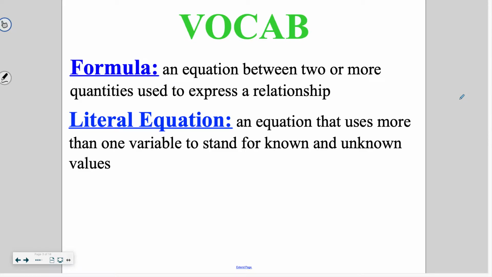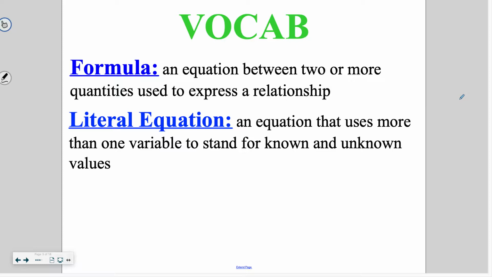A formula is an equation that relates two or more quantities in a specific expression or relationship. So for example, you're very familiar with area formulas. Those are used specifically to find out how much space is inside of a particular geometric shape. Literal equations are equations that use more than one variable to stand for unknowns and knowns.